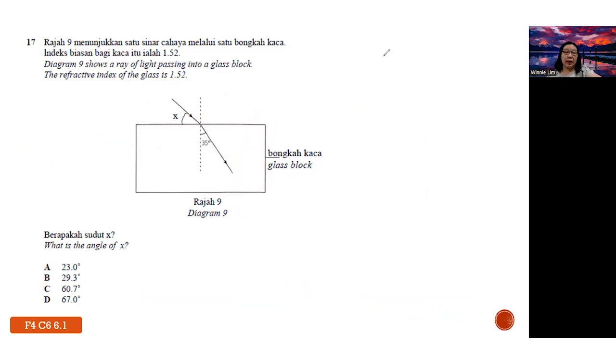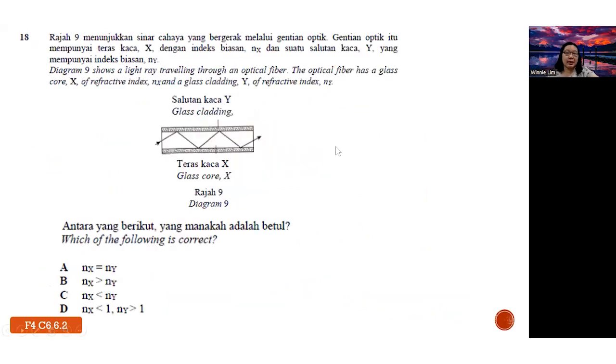Okay, then moving on, we have question 18. Question 18 is under Chapter 6, 6.2, total internal reflection. Diagram 9 shows light rays traveling through an optical fiber. The optical fiber has a glass core X of refractive index nX and a glass cladding Y of refractive index nY. So this nY is the outer one, and X is the inner core.